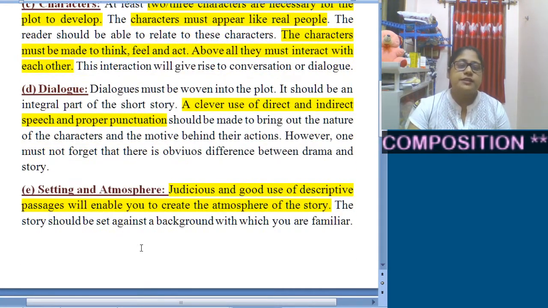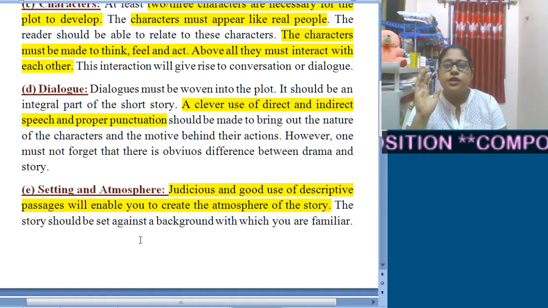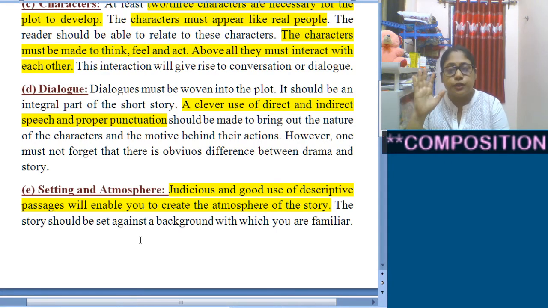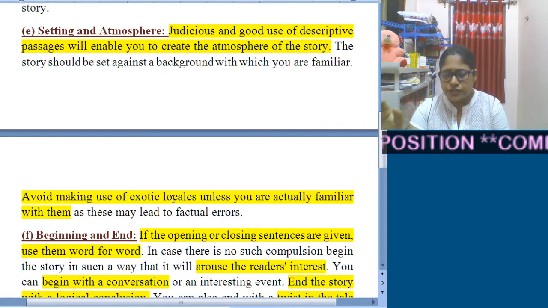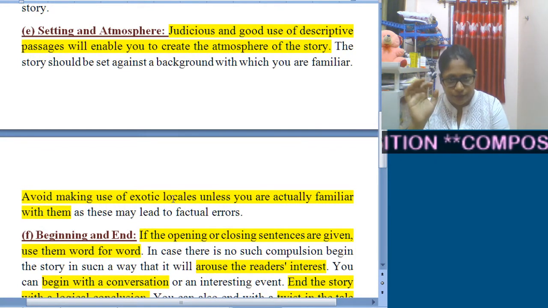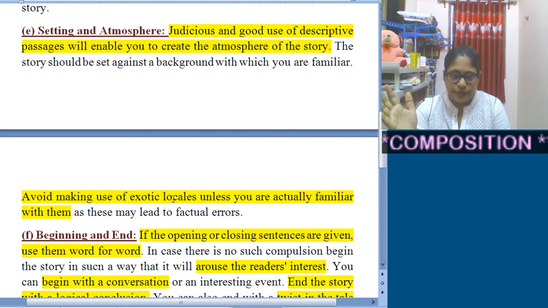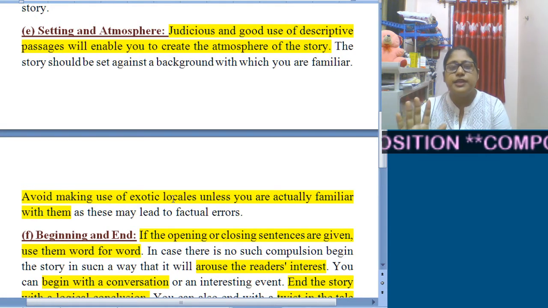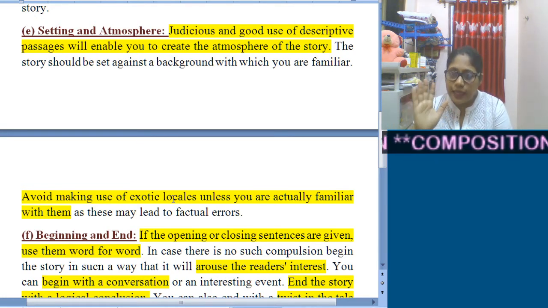Then comes setting and atmosphere. You need to be very judicious about choosing the setting as well as the atmosphere, and you should avoid using exotic locations or locales if you do not have a proper idea about that particular place. It's better if you choose something you are familiar with, otherwise it will be considered factual errors.